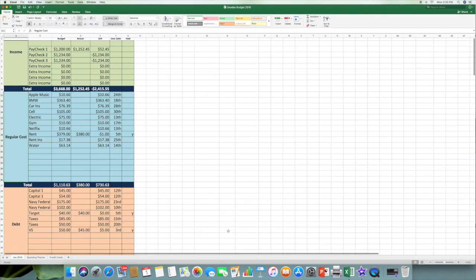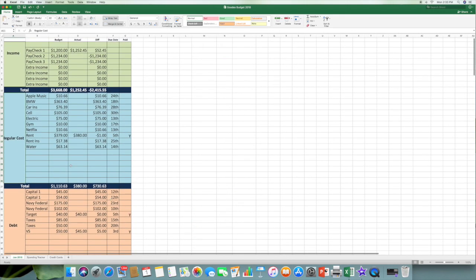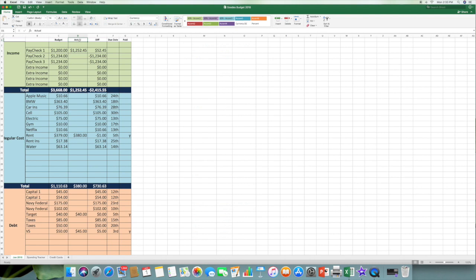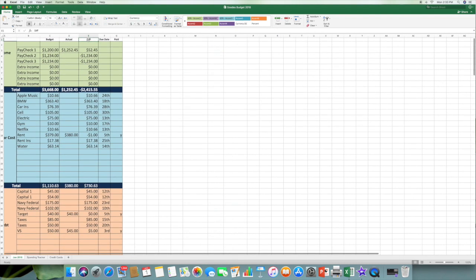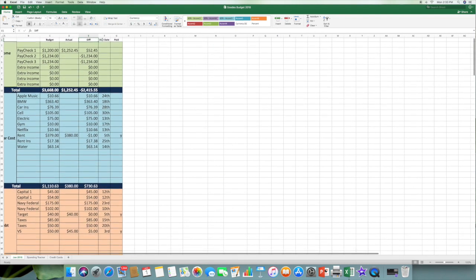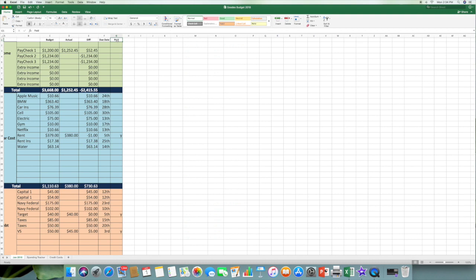Okay, so very similar to my pen and paper method, I have at the top listed the budget amount, the actual column, the difference, and the due date. And here in this section separate, I have paid, where I typically mark with a Y once it's paid. And that's the only thing that's really different than the paper and pen method.